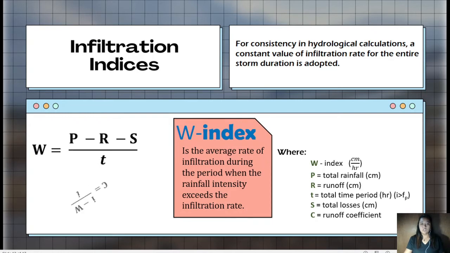So this C is, C is equal to I minus W over I, and to get the R above, R equals to CP, where C is the runoff coefficient.